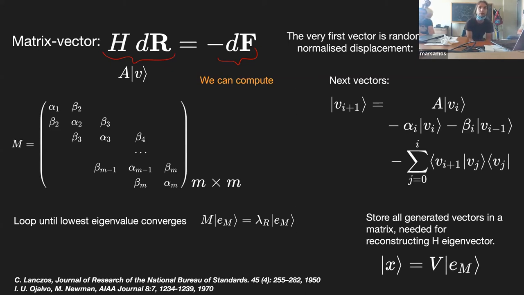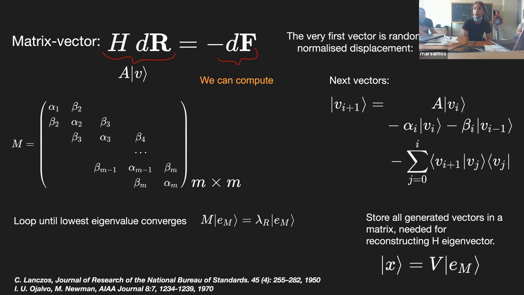So the matrix vector multiplication, since we want the eigenvalues and eigenvectors of the Hessian matrix, is H times dr. We take the dr as one of the Lanczos vectors. This represents the matrix vector multiplication, but since we know that this multiplication is a force which we can compute, and in fact we get it from the engine, we take this as the matrix vector multiplication, so we never actually compute the Hessian. The very first vector that we take for the Lanczos procedure is a random normalized displacement. You see on the right, V0 equal to dr0.